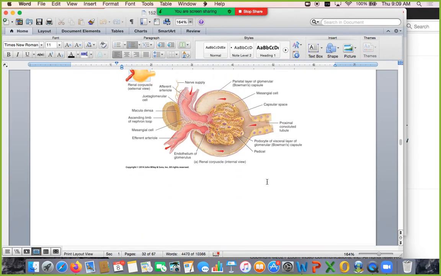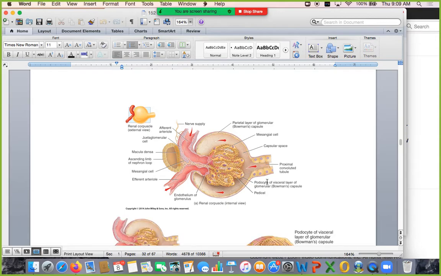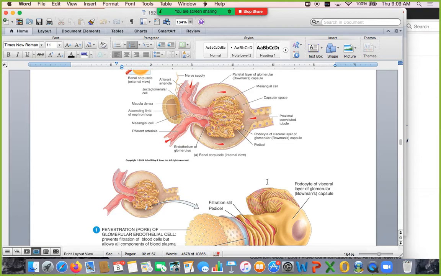All right, so next let's talk about the glomerular capsule, which is here. Again, fluid is going to come in from the blood supply. It does that first from the afferent arteriole and then out through the efferent arteriole. Blood's going to enter into this Bowman's capsule in the glomerulus, which is covered by podocytes.